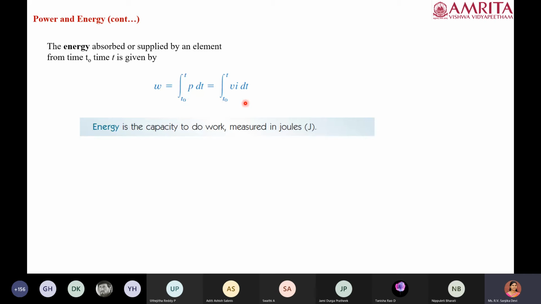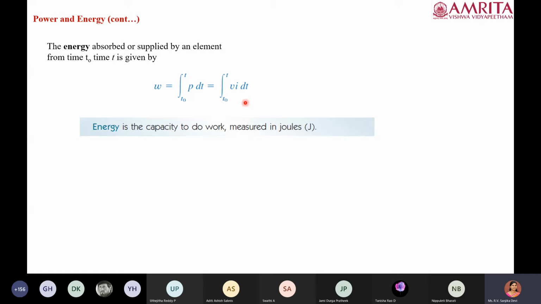In all our household appliances, the electricity bill that comes to our house is based on the energy we consume. For example, if you are running a fan that consumes 100 watts of power for 10 hours, then the energy consumed is 100 watt multiplied by 10 hours. That computes the energy we are consuming.